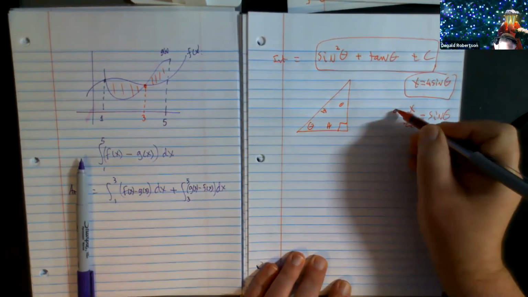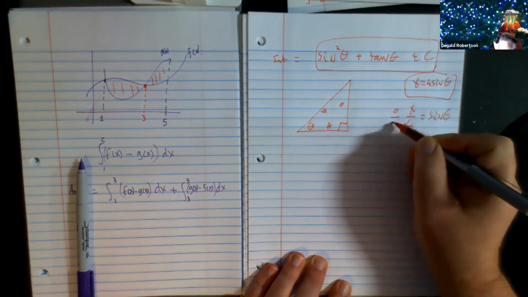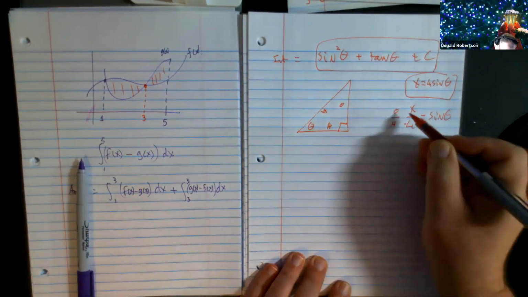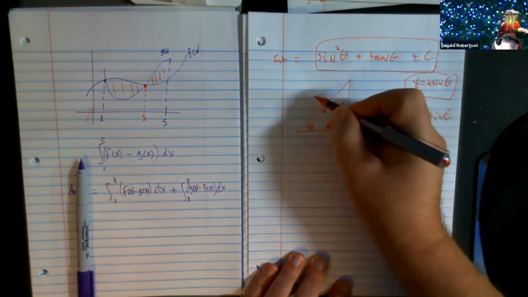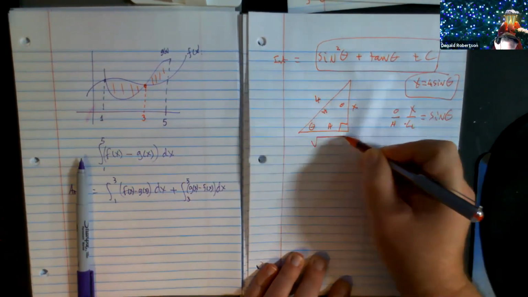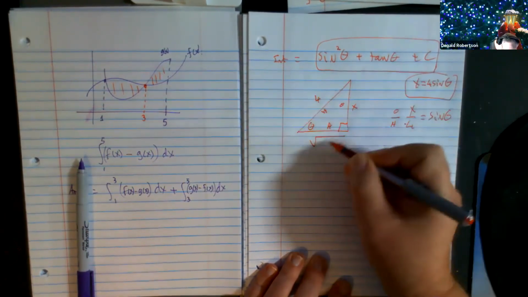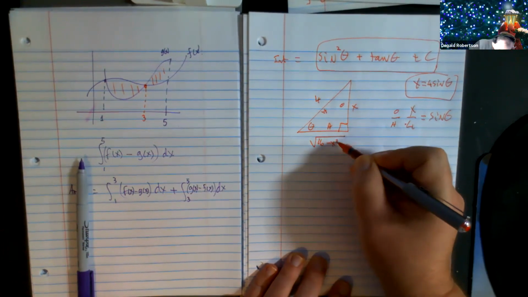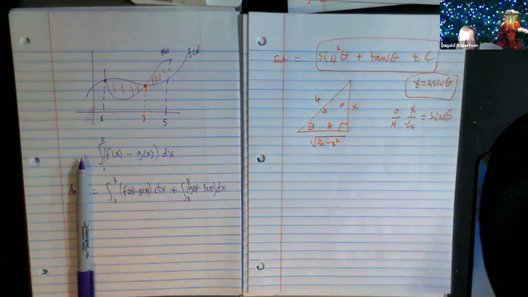For the sine, it's opposite over hypotenuse, right? So we know the opposite is x, and the hypotenuse is 4. So this side here, according to Pythagoras, would be the square root of 16 take away x squared. Now, this is a little bit later on.